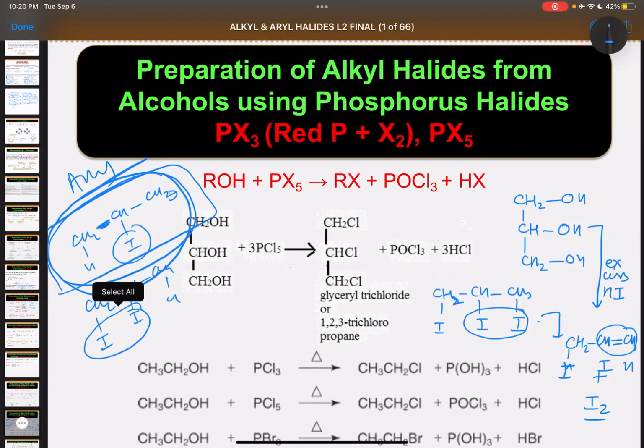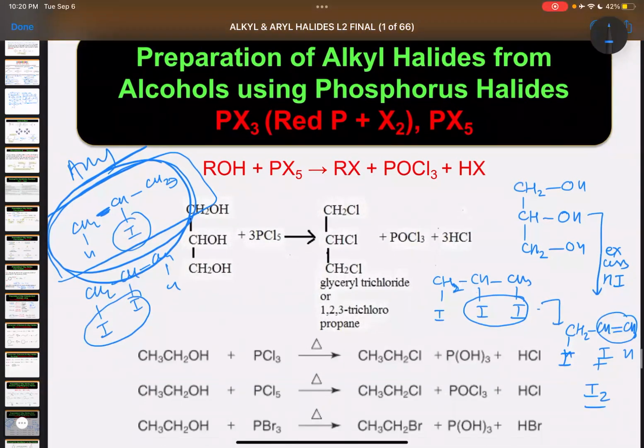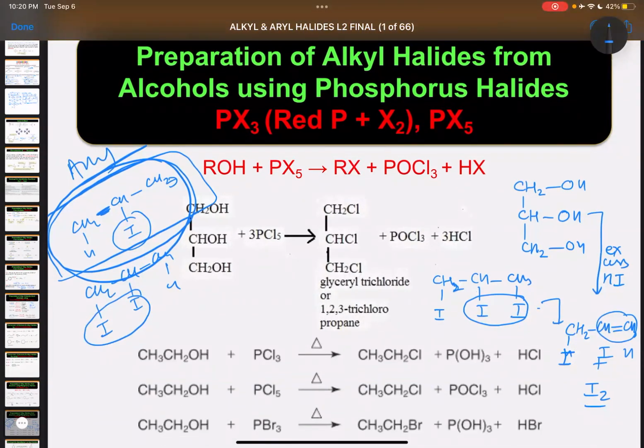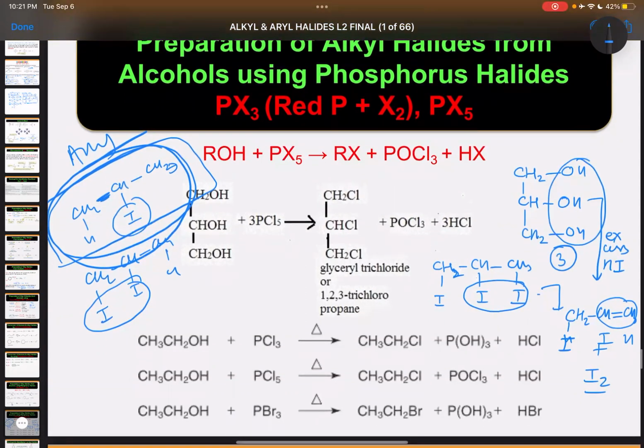Sir, your voice got cut. Yeah, how many moles of HI will be consumed by 1 mole of glycerol? Got the point? Sir, 3 moles, sir. Yeah, 3 moles were consumed instantly. 3 here. Then I2 got eliminated. 1 mole was consumed here.